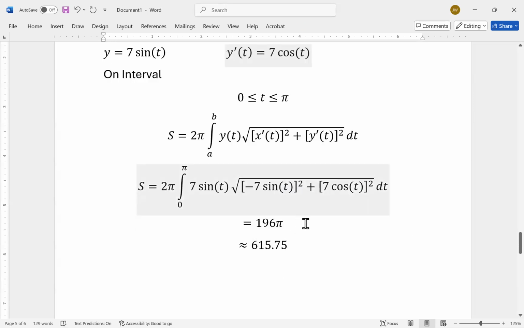So there you go. By the way, that 196 times pi is actually equal to 4 times 7 squared times pi, or 4 pi times radius squared, which it turns out is the exact formula for surface area of a sphere, 4 pi times radius squared.